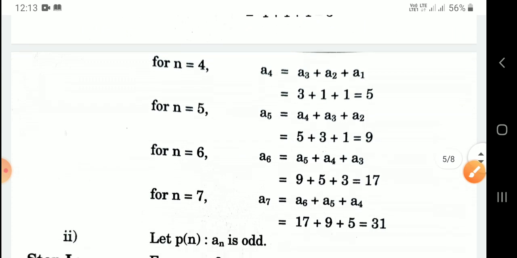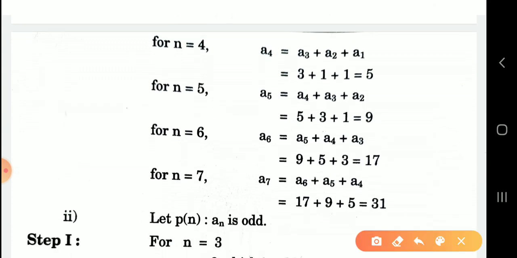Now similarly for n = 4, a4 is equal to what? a_(n-1), a_(n-2), a_(n-3): 4 minus 1 is 3, 4 minus 2 is 2 and 4 minus 3 is 1. That means a3 + a2 + a1. Now we calculated a3, so a3 is 3. That means 3 + 1 + 1, which is 5.